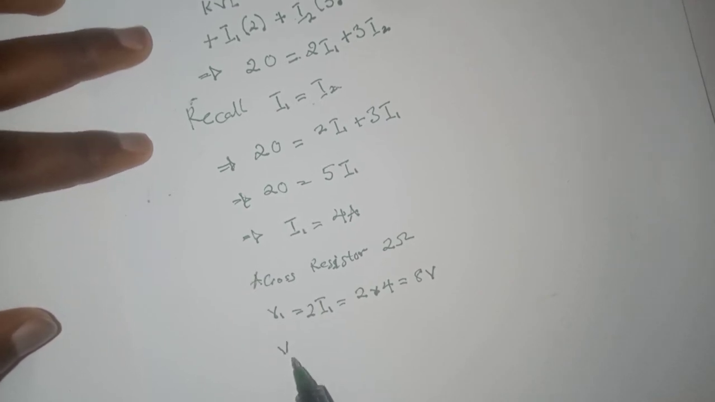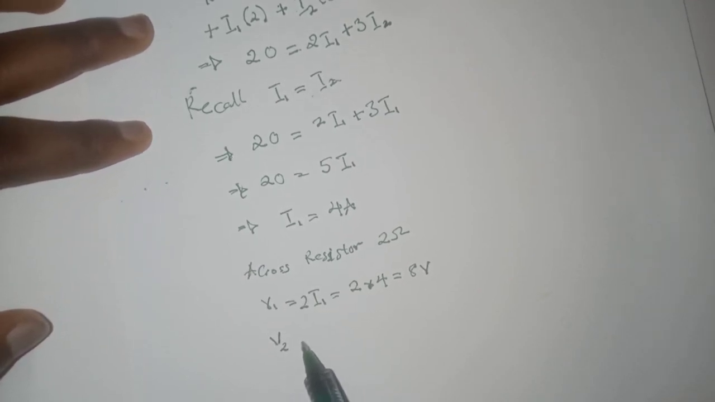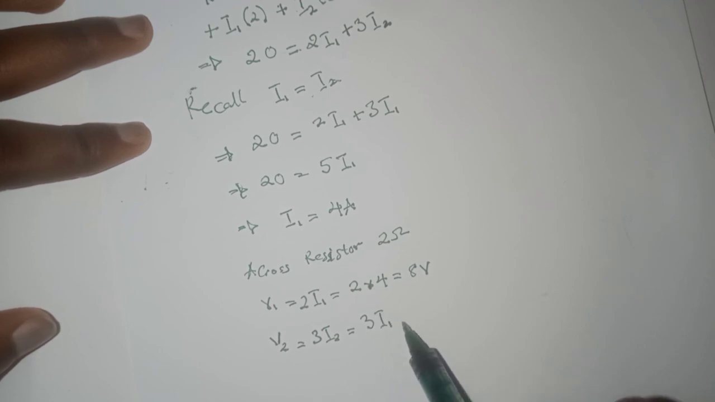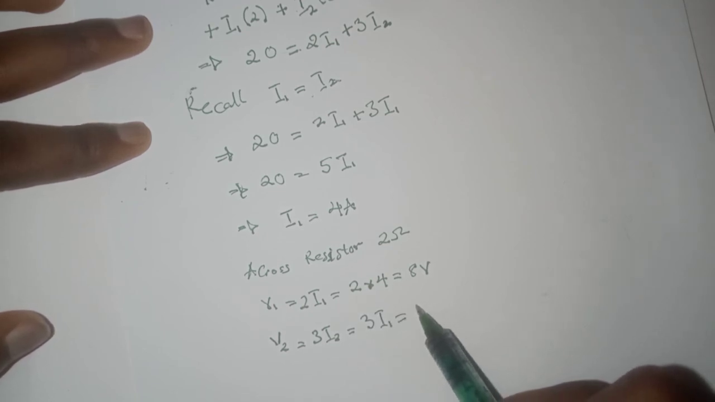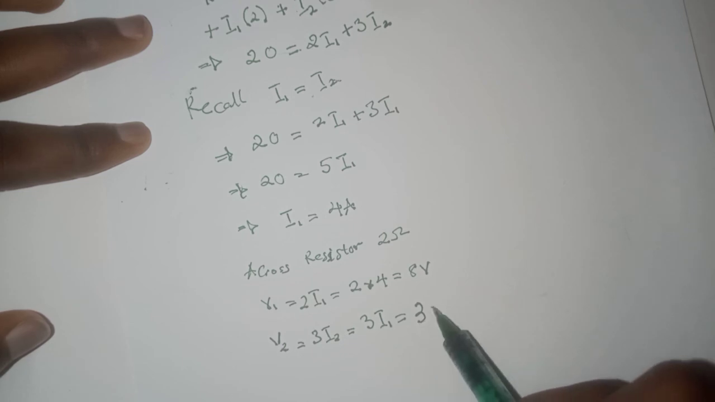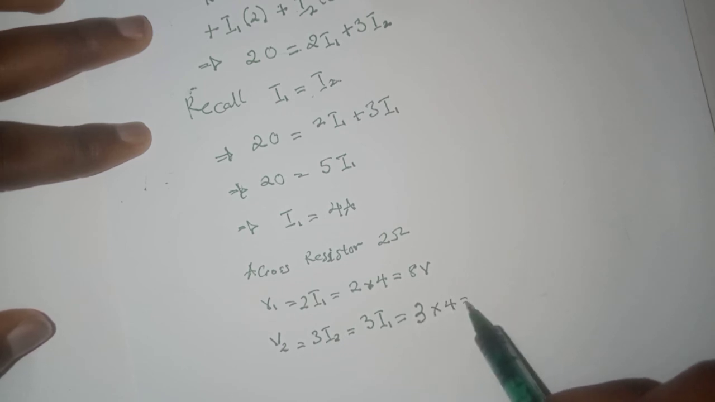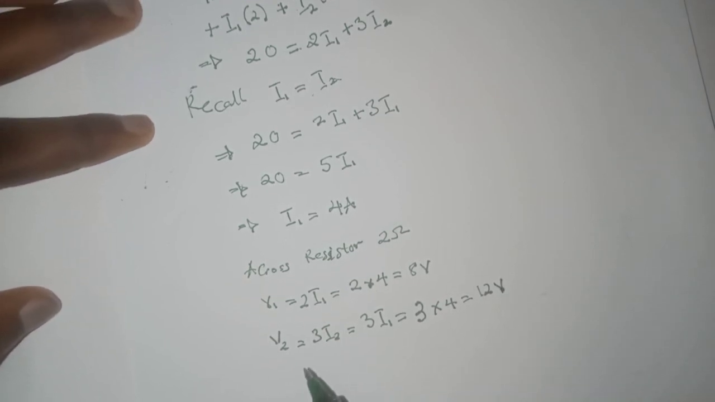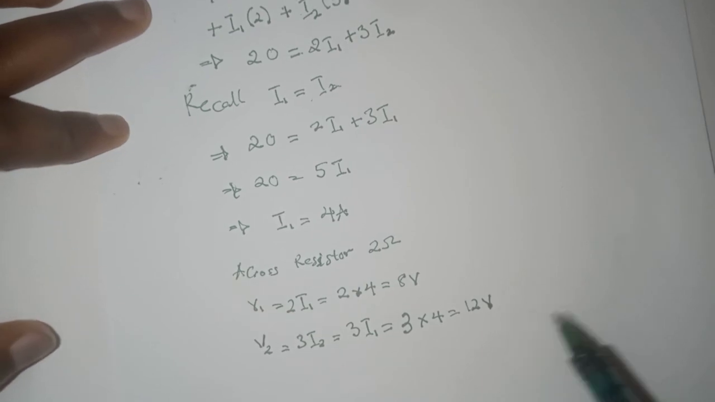Then V2 would be equal to 3I2, which is equal to 3I1, which is equal to 3 times 4, which is 12 volts. And that is how we find the currents and voltage drops in the circuit.